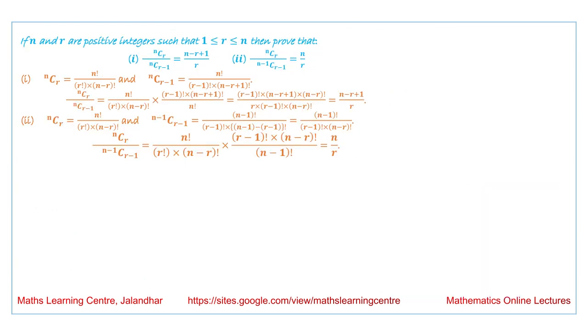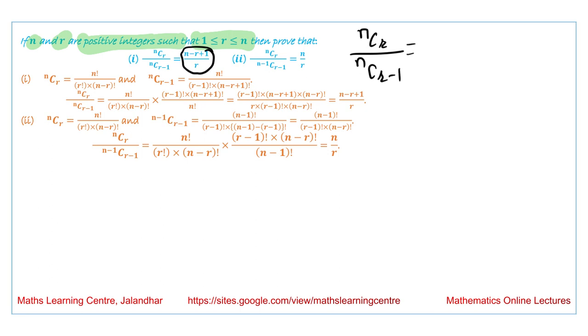Next is, if n and r are two positive integers such that 1 is less than or equal to r is less than or equal to n, then we have to prove these two results. First is nCr divided by nC(r-1), we have to prove that this is equal to this value.